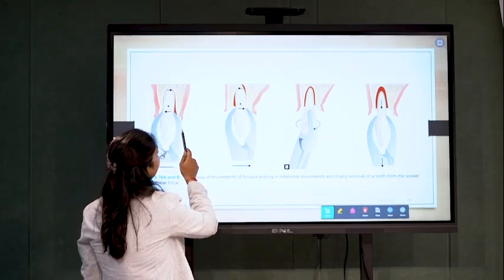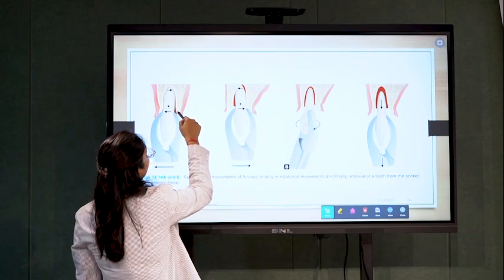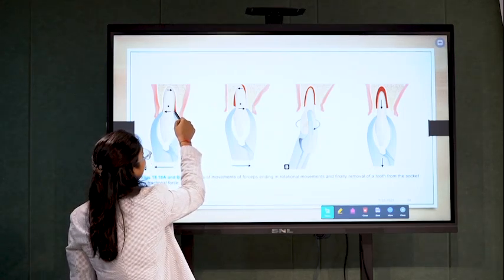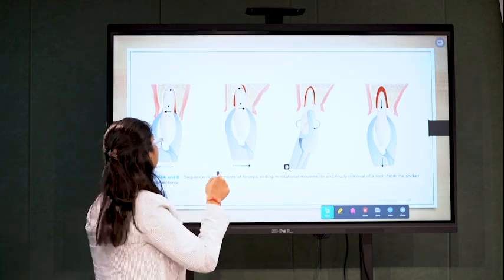You have to go for apical pressure in any case. First we will give apical pressure. The forceps should be below the CEJ. You can see the forceps end is not on the crown. It is at the root. So it will prevent fracture of the tooth.